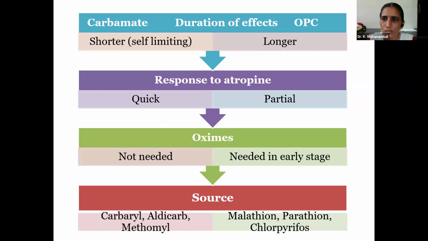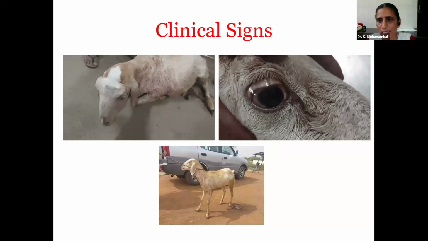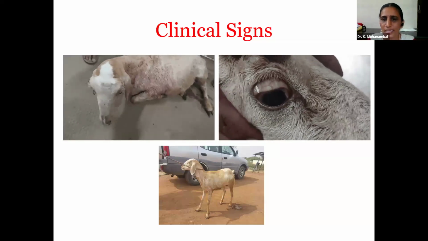That is the thing. The sources of carbamate poisoning are carbaryl, aldicarb, and methomyl, whereas in OPC they are malathion, parathion, and chlorpyrifos. So this is the animal presented to our clinic with a history of carbamate ingestion.